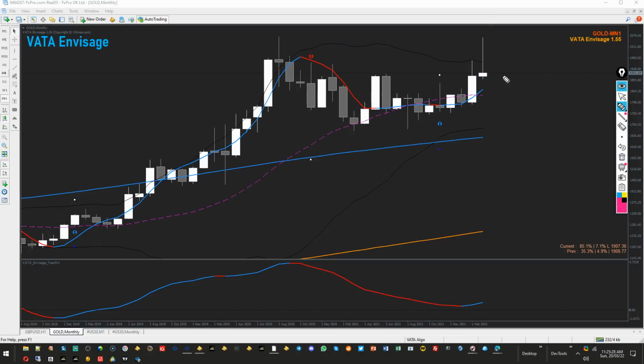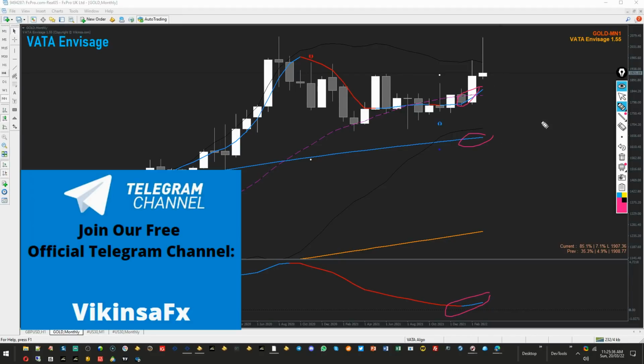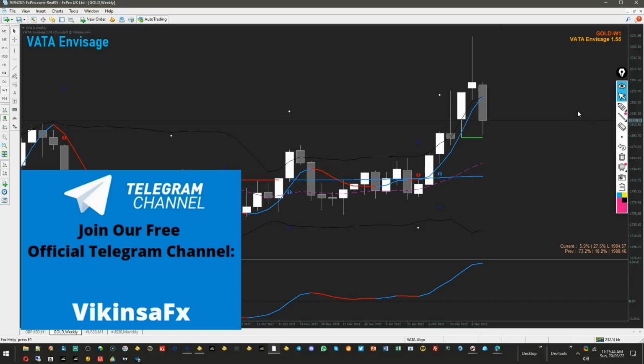Okay, so this is what we have on the monthly time frame. Even though this is looking bullish right now, everything is blue, everything is bullish, it depends on how this month closes, and based on that we will be able to find out whether the next month is going to be bearish or bullish. Okay, let's go to the weekly time frame.